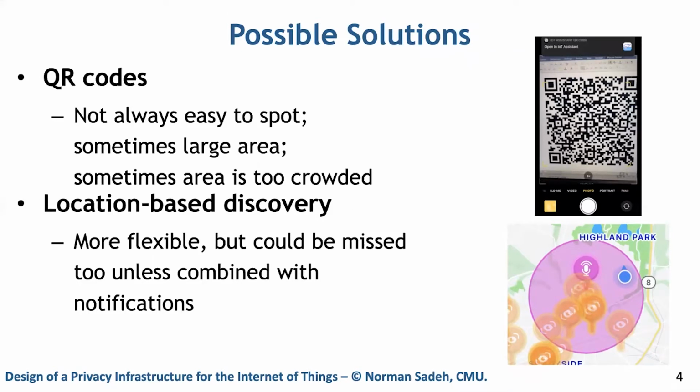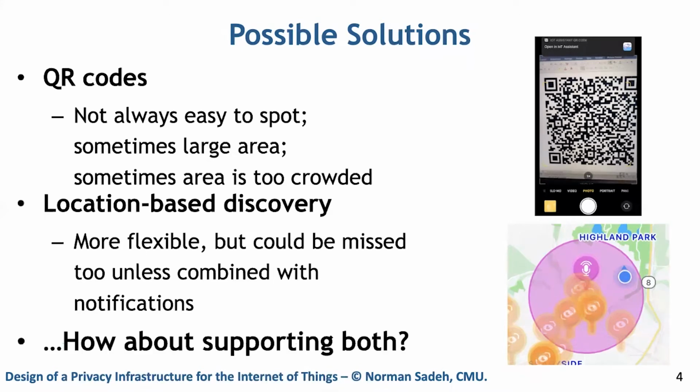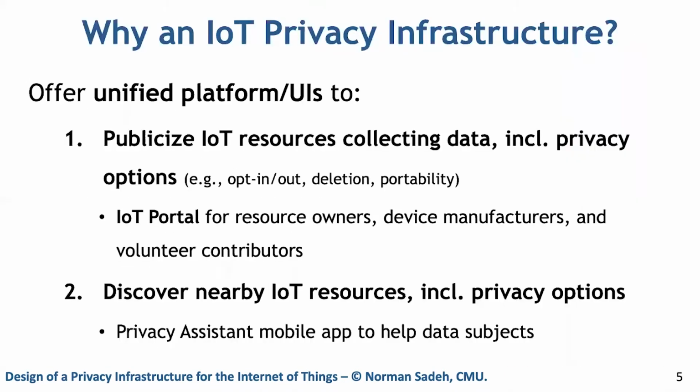Another option would be to inform you about nearby processes collecting your data based on your location, as being illustrated here. That could work well too, except that you may not take out your phone to see what's around you unless you get some kind of notification functionality. And so perhaps the best way to go about this is to try to effectively combine these two approaches. And this is the perspective that we've taken in this IoT privacy infrastructure that we've developed.